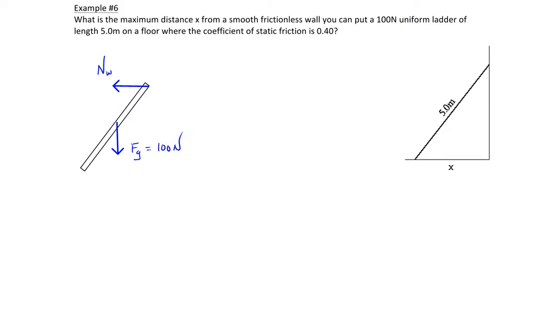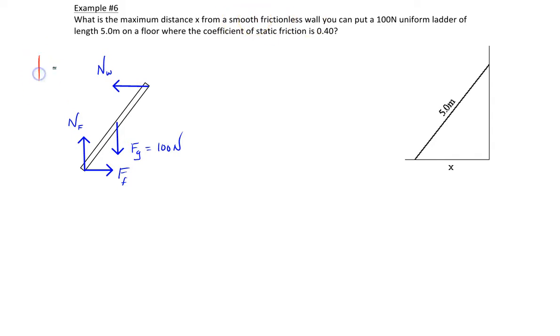Then along the surface of the floor, we have two forces. We have the normal force that comes from the floor. I'm going to label that as N sub F for floor. And then there must be some inward force to keep the ladder from slipping away from the ground. So this is your frictional force. I'm going to label that as F sub F. I didn't draw any frictional force here because the wall is assumed to be frictionless.